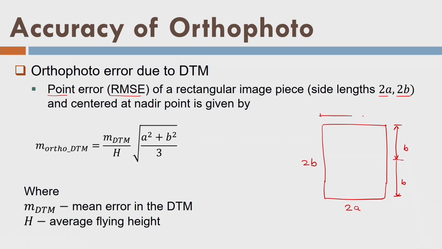Similarly, you can divide into two parts, A and A here. With this, I can write this expression, and that is the error in the orthomap contributed by the DTM. Again, this is a mean error of the DTM. It is not a point error. And then if I multiply with this factor, I will have the estimate of an orthomap error.